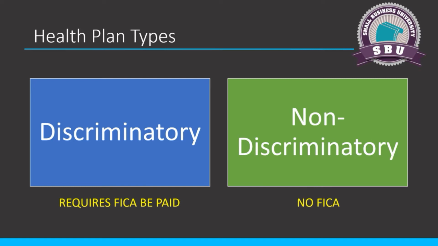Now, what this means if you're doing a discriminatory plan is that FICA has to be paid on the gross up for the owners. And if you're not discriminatory, as I said before, no FICA. And, we always need payroll in our S-corps, right? Everyone's going to be running payroll.